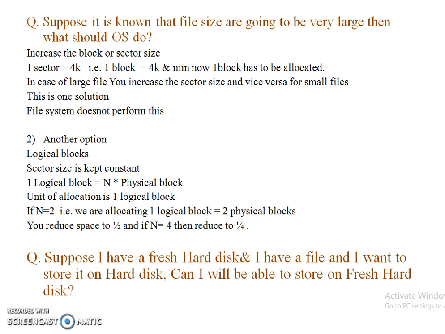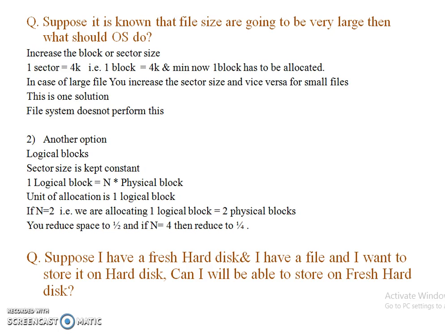So there are some questions on this. Suppose it is known that file sizes are going to be very large, then what should the OS do? The answer is to increase the block or sector size. Now suppose one sector is equal to 4K, that is, one block is equal to 4K, and at minimum one block has to be allocated. So in case of large file size, you increase the sector size, and vice versa, for small size files, decrease the sector size. This is one solution, but normally the file system does not perform this solution.